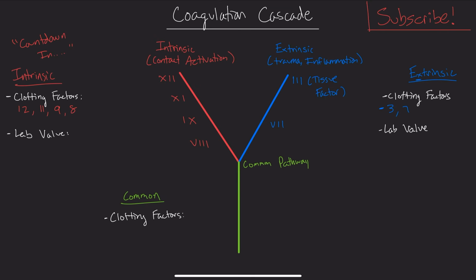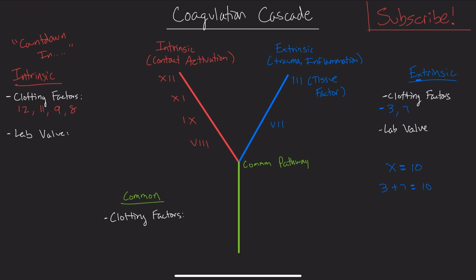As far as memorizing which clotting factors are in the extrinsic pathway, we have the X here in extrinsic, so we know that X is 10, and then we know the clotting factors we have are 3 and 7, and if you add those up, you also get 10. So that's how I memorize which clotting factors are in the extrinsic pathway.